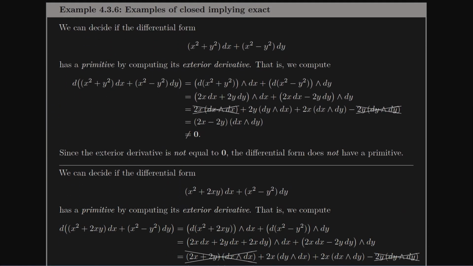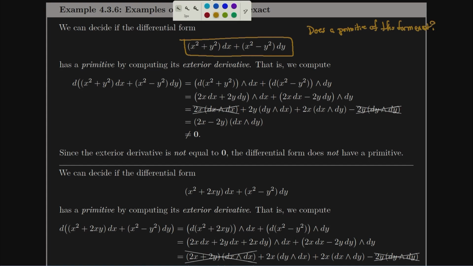So how could we test one of these? I had the proof there. It was actually quite intense. If you want to pause, you can check the proof out or find the text. Let's actually look at a case where we're going to test if a primitive exists. So big question, does a primitive exist? Does a primitive of this form exist? We're going to check by seeing if the exterior derivative equals 0.